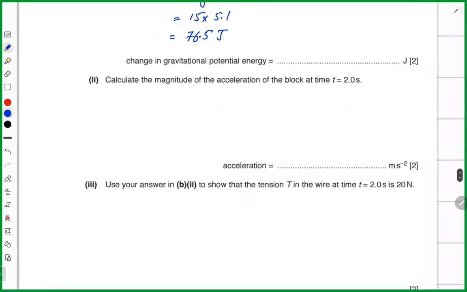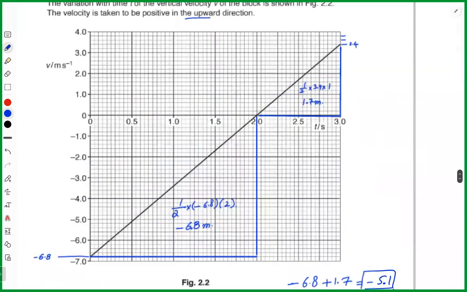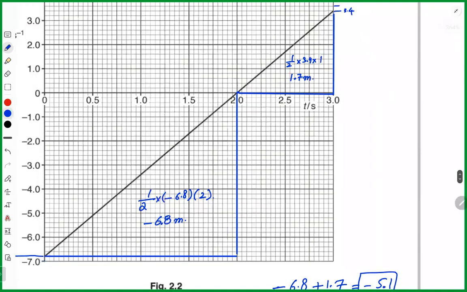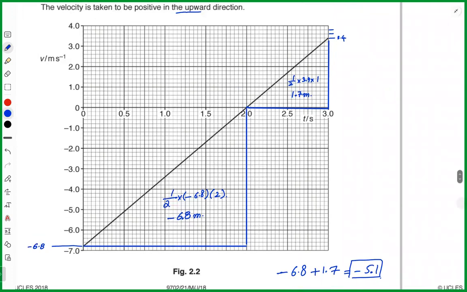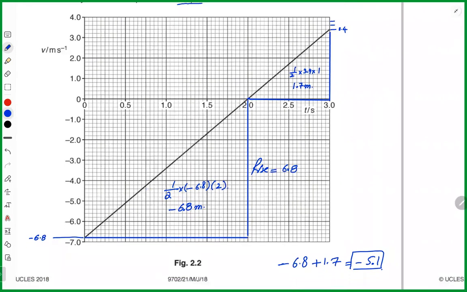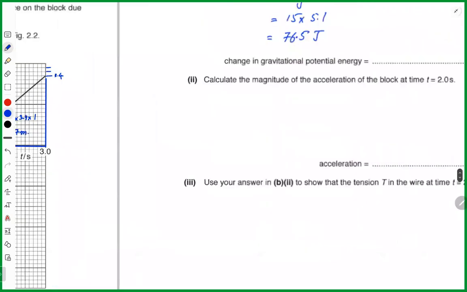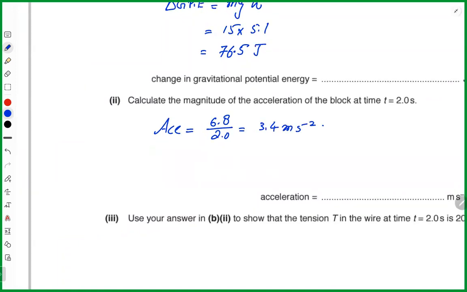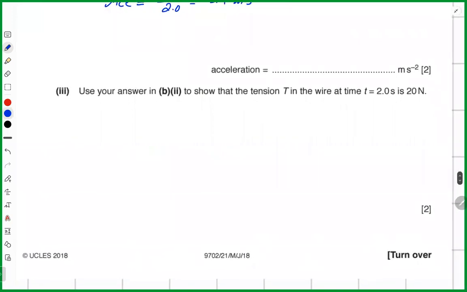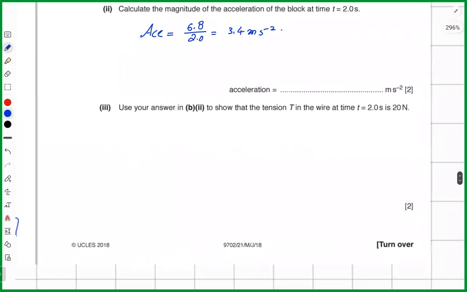Good. Calculate the magnitude of the acceleration of the block at t equals 2 seconds. So at t equals 2 seconds means the gradient of the whole thing. Okay. So it is rise over run. Rise is 6.8 and run is 2. So acceleration equals rise over run, 3.4 meters per second squared.